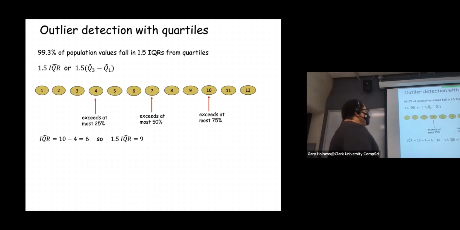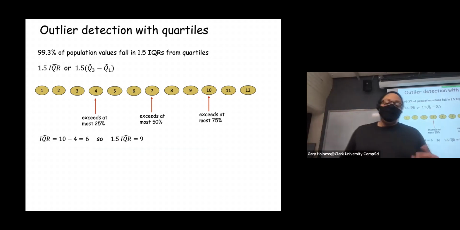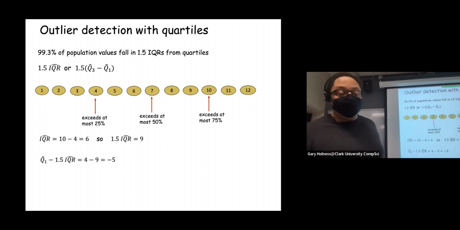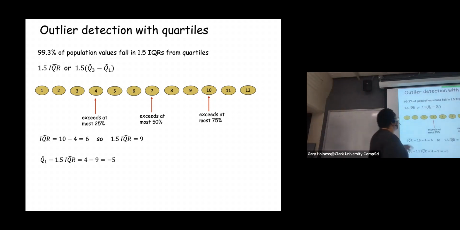If our IQR is 6, 1.5 of those IQRs is going to be 9. 6 plus 3 is 9. So now we take Q1, which is 4, and we subtract 1.5 IQRs. Then we take Q3, which is 10, and we add 1.5 IQRs. So that's 4 minus 9, which is equal to negative 5. Then likewise, for Q3, we add 1.5 IQRs. That's 10 plus 9, which is 19.